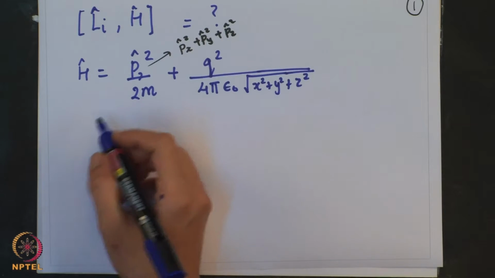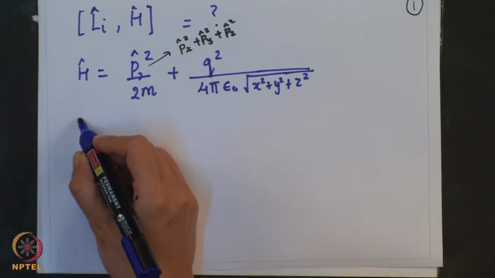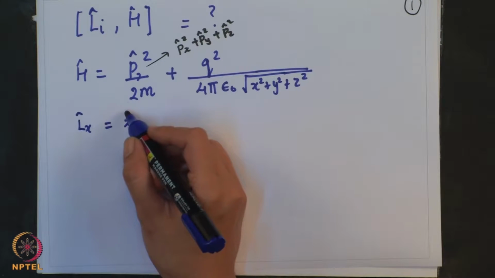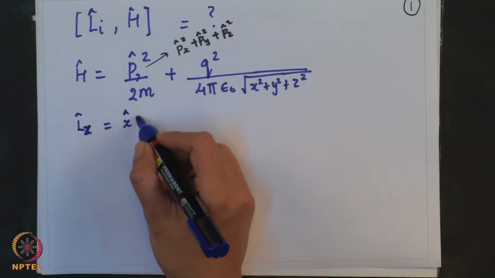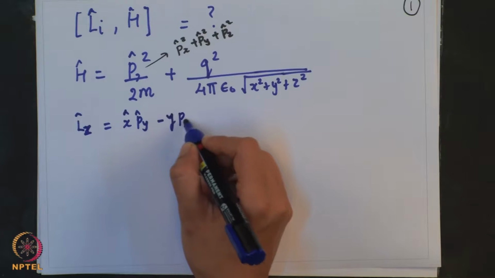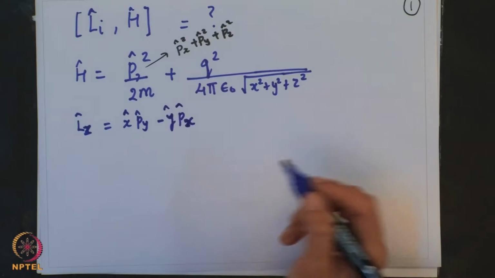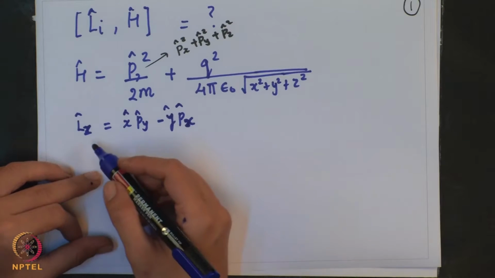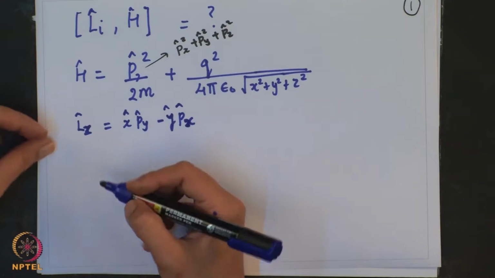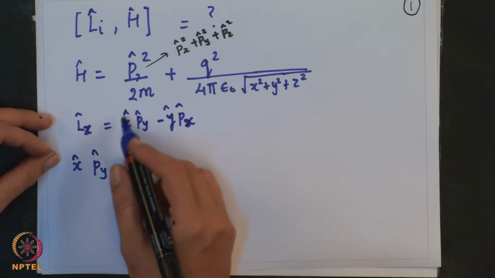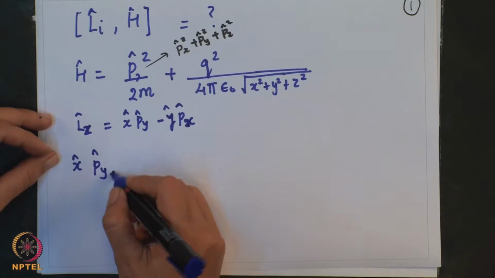So, we will start by writing Lz as x Py minus y Px. Here we can evaluate first Lx or Ly or Lz. So, first term first, let us evaluate x Py with the Hamiltonian.